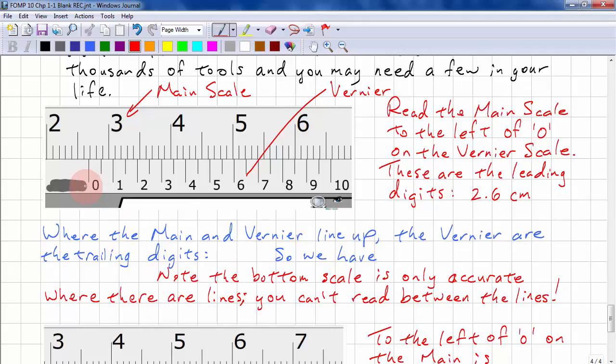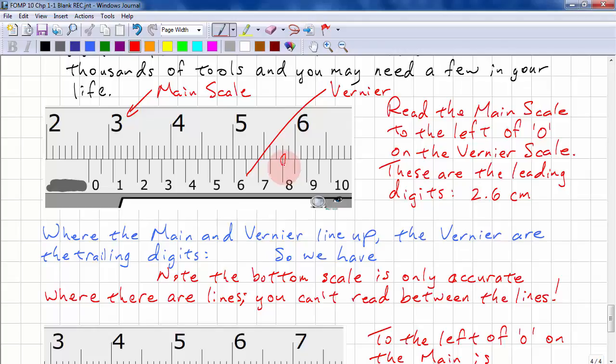So we look for where the main scale lines up with the Vernier scale. This doesn't line up, that doesn't, that doesn't, and we just keep going. And we see that it lines up right here. Okay? So this Vernier scale is just to the right of this main scale, and we see this mark is just to the left of this main scale. So that means this is our answer.